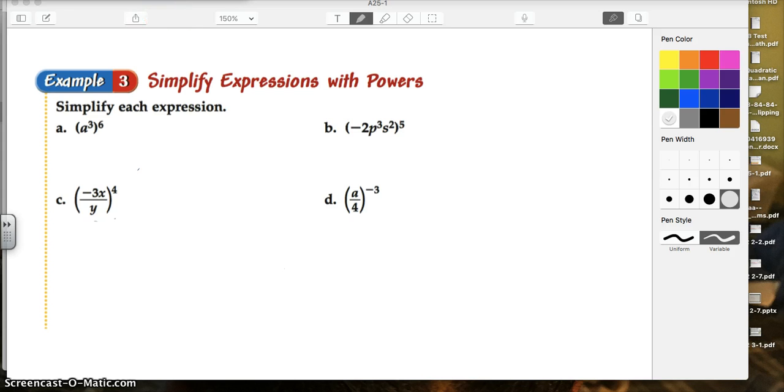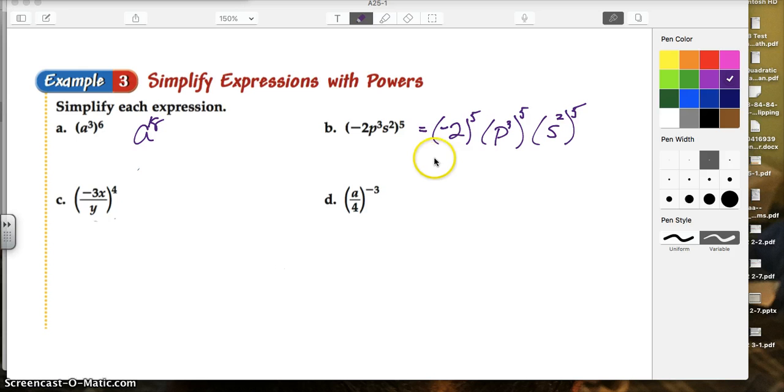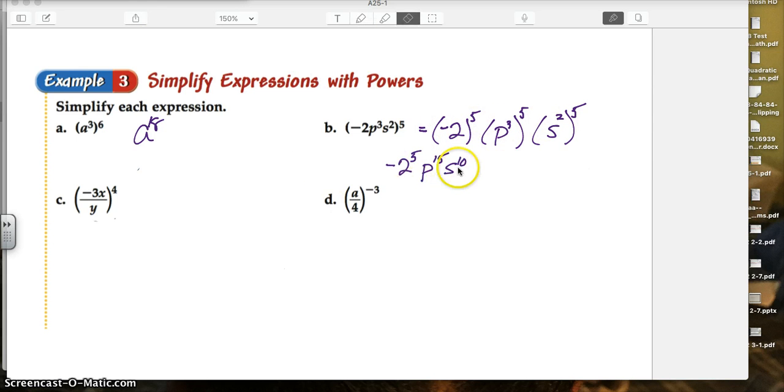In example 3, we're simplifying some more, but in this case, what we're going to do is we are going to use a couple of different rules. This is our power to power rule. Power to power tells me to multiply, so this would be a to the 18th power. This is like, I'm going to distribute this 5 amongst all of this stuff in here. So technically, this is what we have, and if I were to honor each of those, I'd get, and this would be my answer.